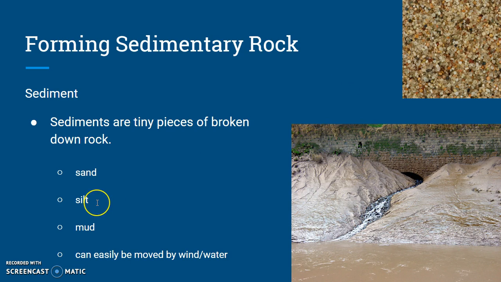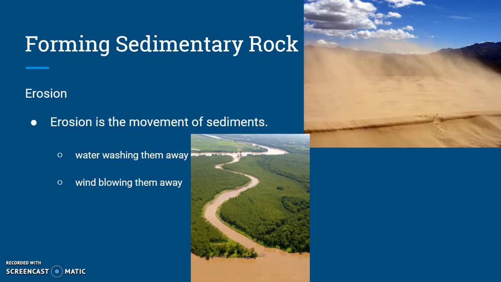Silt is dirt and sand and things that get washed down a river. You see this right here in this river, these piles of mud here. That's silt, and you see how that river is muddy. That's been washed down by the river. Mud is another form of sediment. And all of these things can be easily moved by wind and water. So those are your examples for your notes page.